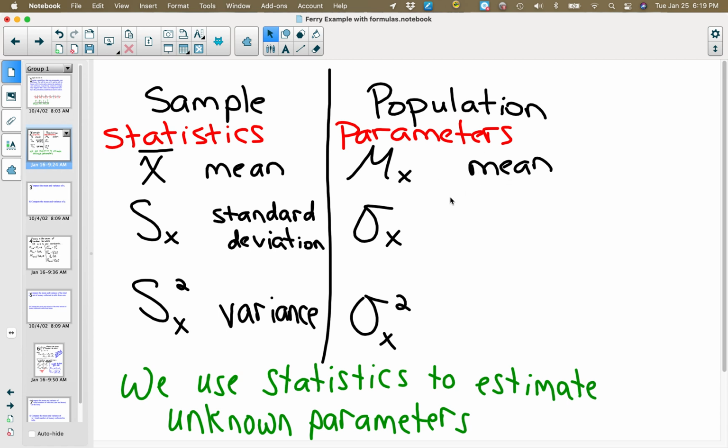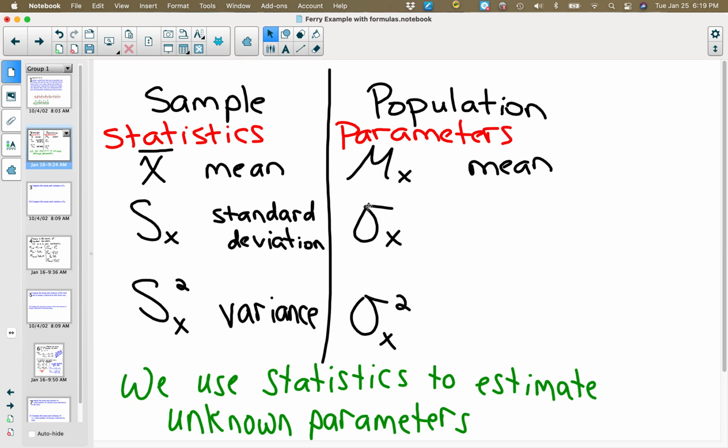So for example, maybe I want to know what the mean height of all 16-year-old girls in the United States is. That's a population mean, and I don't know what that is, and there's no way I could find all the heights of all the girls and calculate the average. But what I can do is draw a sample and calculate the mean of my sample. That's x bar. And then if I've drawn a good sample, and we've talked about sampling strategies, I can use that to estimate my population mean, mu sub x.